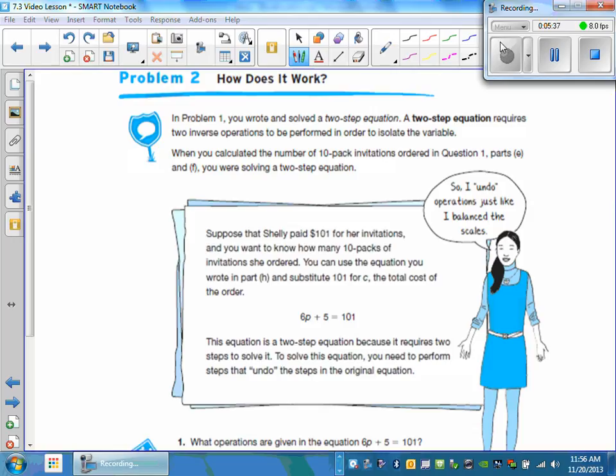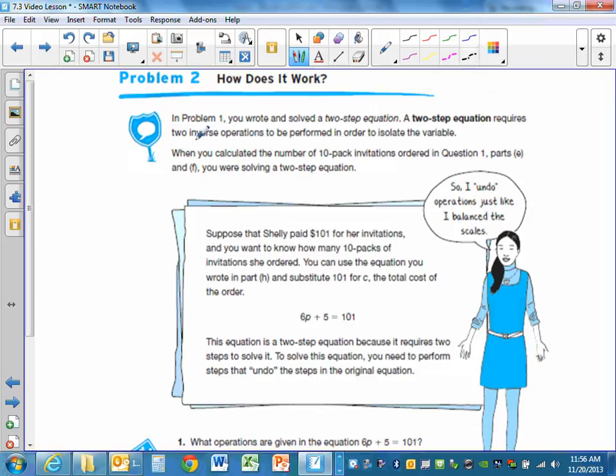Problem 2 on page 358 says, in problem 1, you wrote and solved two-step equations. A two-step equation requires 2 inverse operations to be performed in order to isolate the variable. The 2 main things I want to talk about here are the inverse operations.